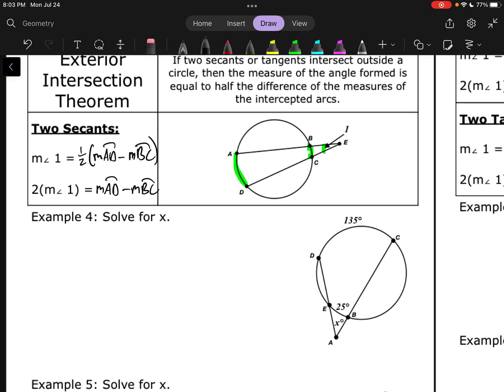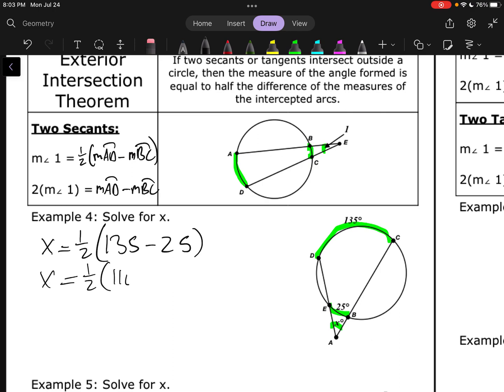All right, so let's take a look here. In this one, we've got our angle X over here. We've got our big arc and our little arc. And we know that the angle is equal to 1/2 the big arc minus the little arc. So 135 minus 125 is 110. And half of 110 is 55.